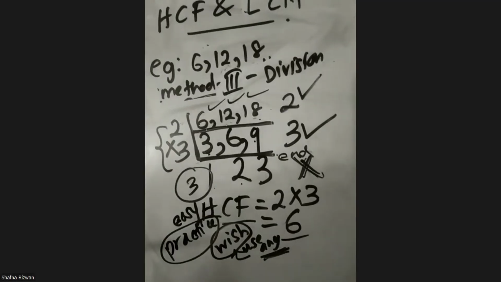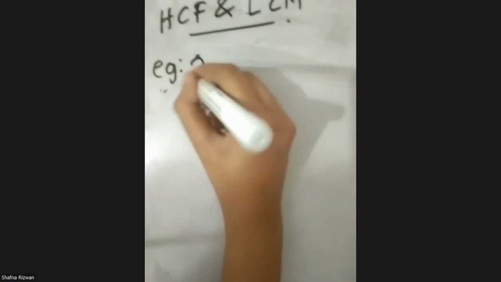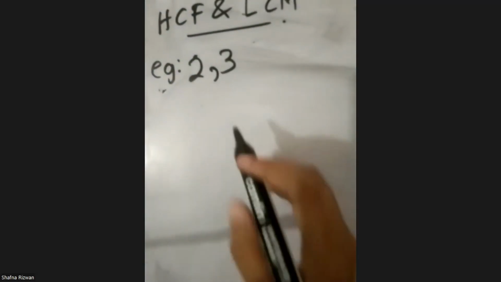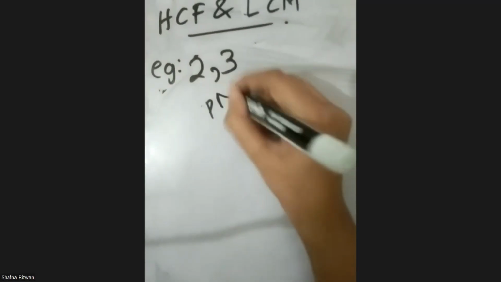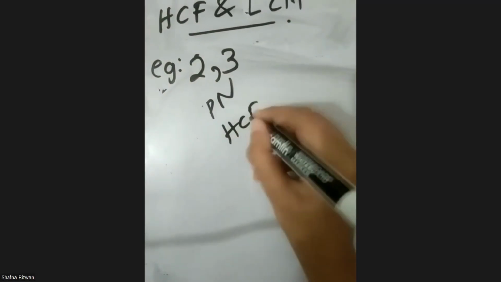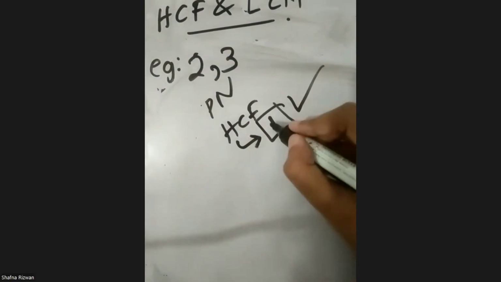Now you can ask me, if you get any prime numbers here, what will you do? Remember, if you have any prime number, the highest common factor you are going to get will always be 1.